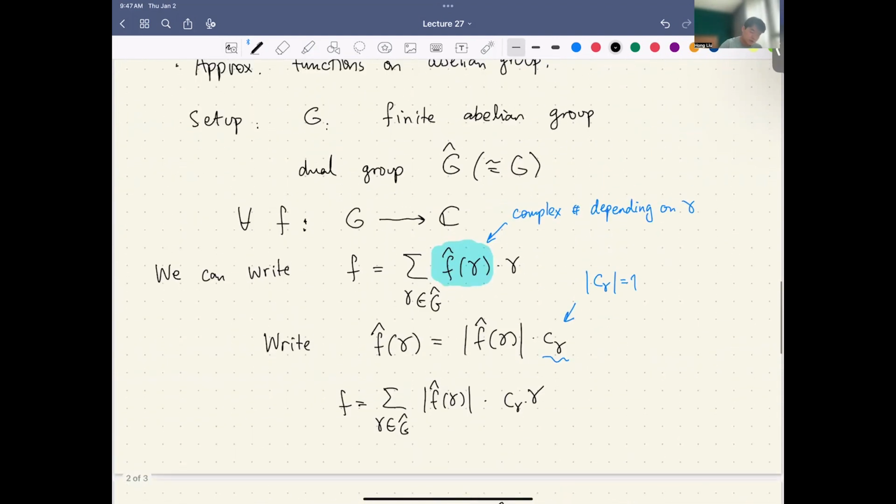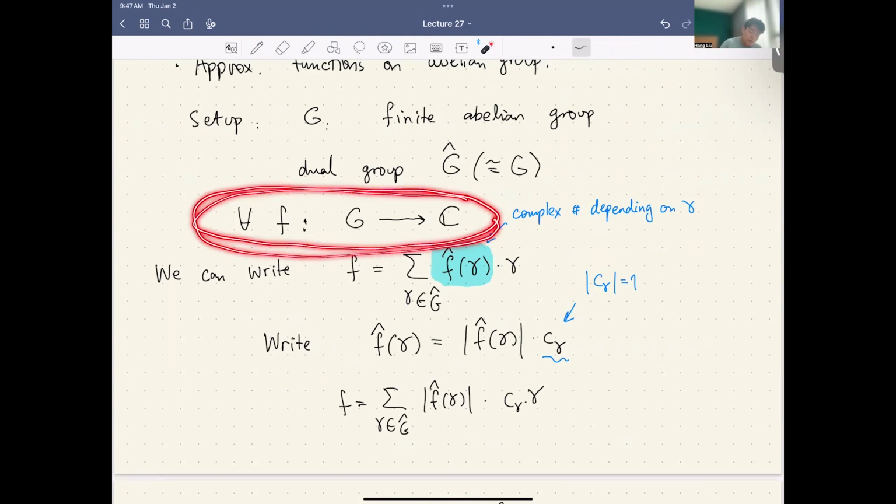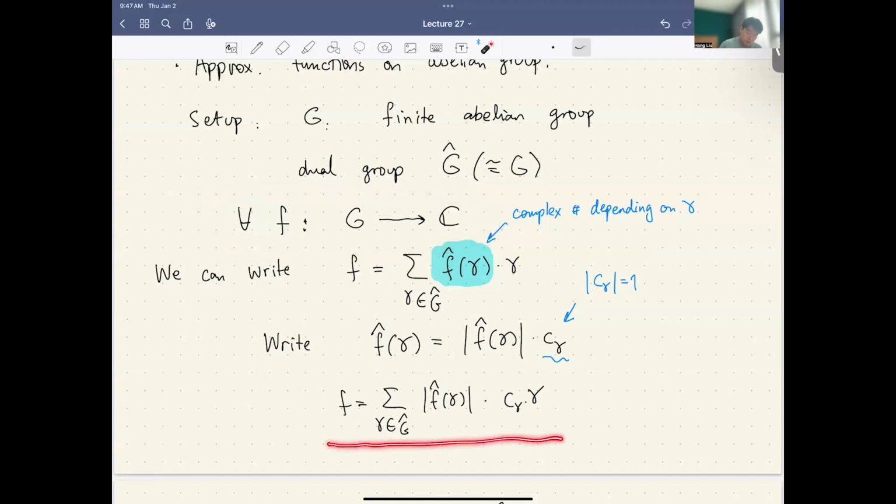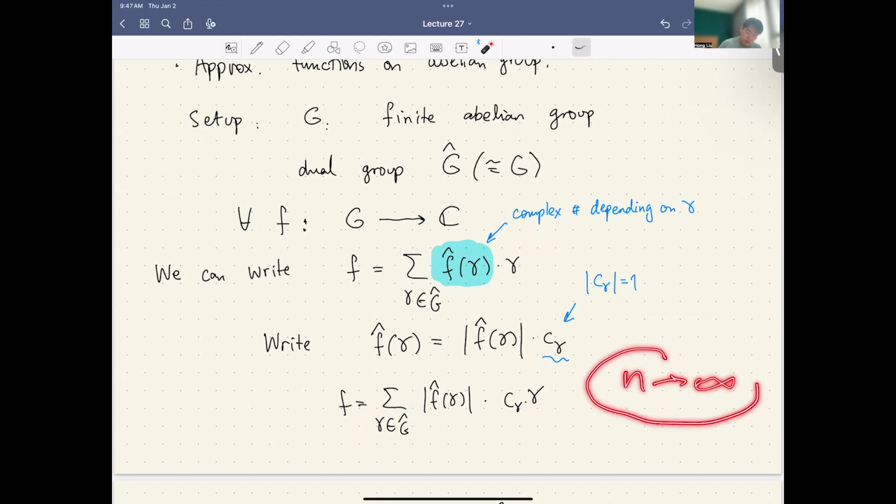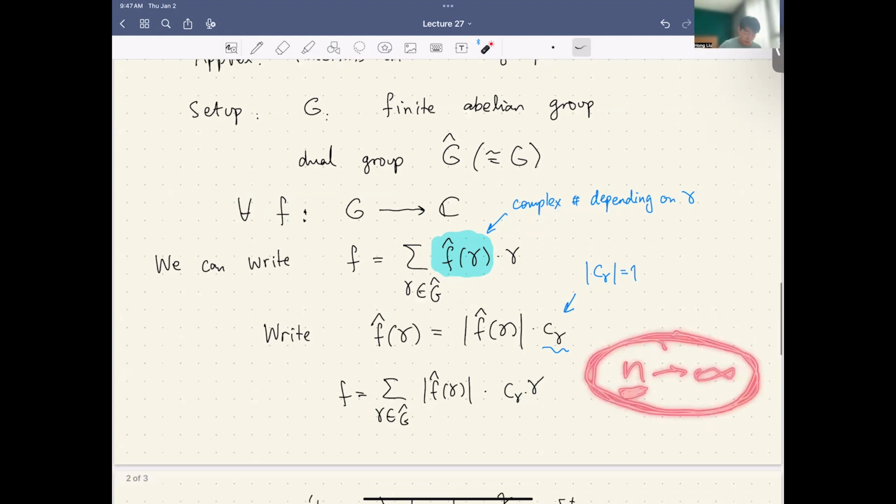So now what's the catch here? The important thing is that originally, by discrete Fourier analysis, we know that for every function on the group, we can write it as some characters, using what? Using n characters. You could use up to n, where n is the order of the group G. But now this n could grow to infinity, right? We want to write it in an efficient way using few characters. So can we use something independent of n? That's what we want to do here.